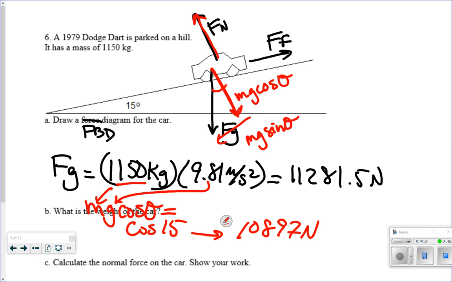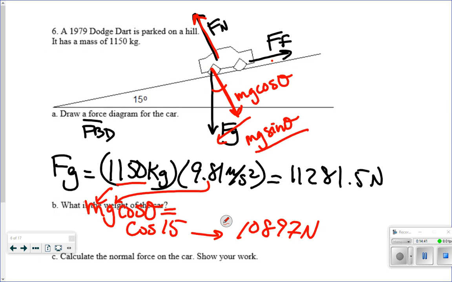And friction force is going to be equal to mg sine theta if this car is at rest.